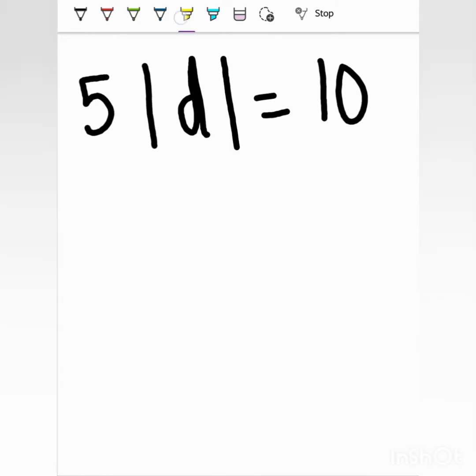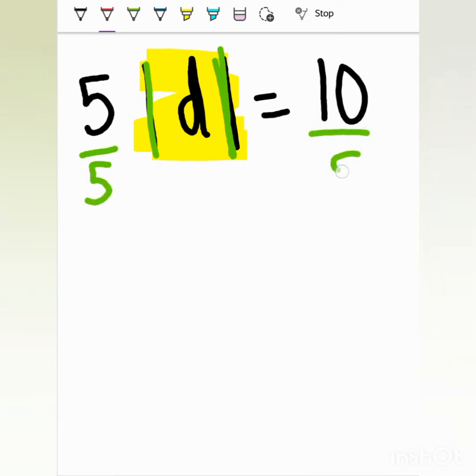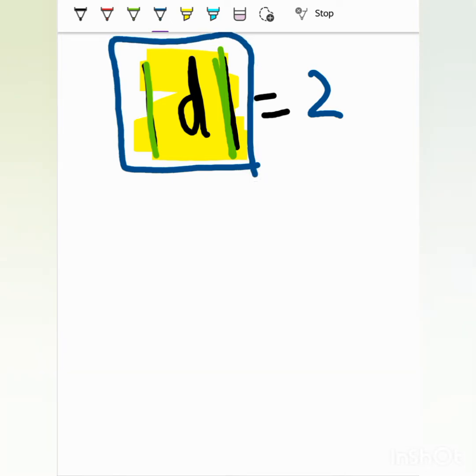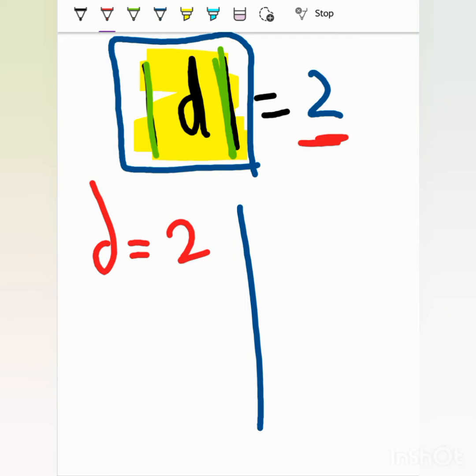Again, we repeat: the absolute value is these two sticks, and the absolute value holds d. Every time you try to make it alone on one side, so you divide by 5. This will go and this will be 2, and you see the absolute value of d equals 2. Now the absolute value is alone and happy on one side, so divide the page into parts and write d equals 2 or d equals negative 2. We are done.